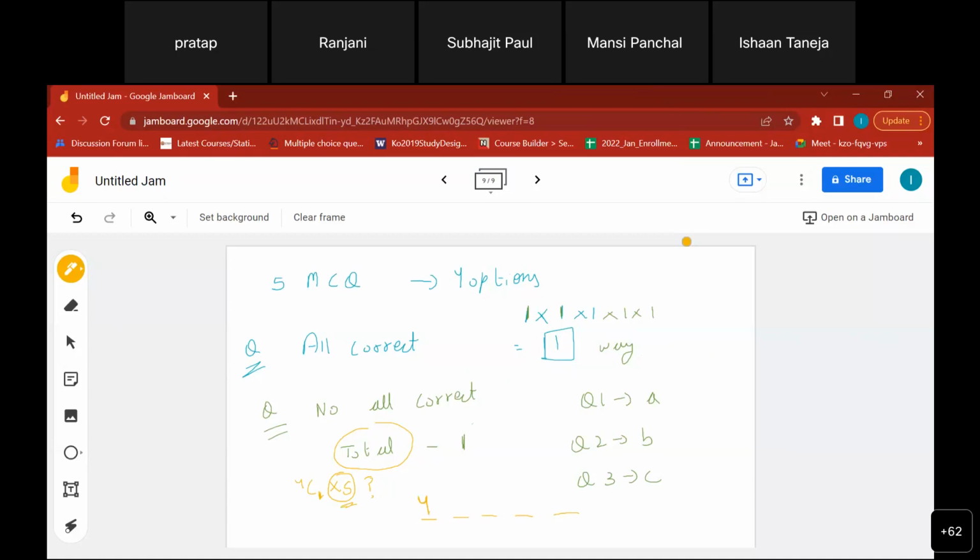See, why are you multiplying? For the first question, I can select any of the 4. For the second question, again, I can select any of the 4. For the third question also, any of the 4. For the fourth and fifth also, any of the 4. So wouldn't it be 4 raised to the power 5? For each question, I have 4 options, right? Correct. So it has to be 4 raised to the power 5, minus 1, which is just 1,023. Is it clear?